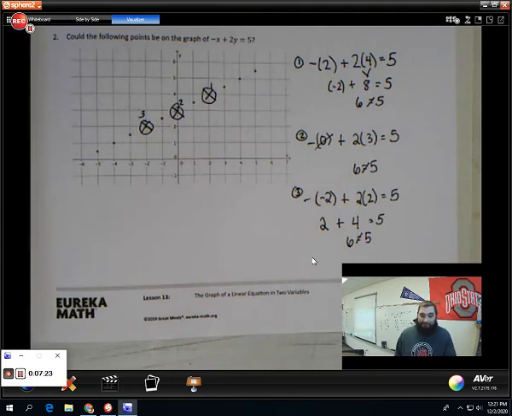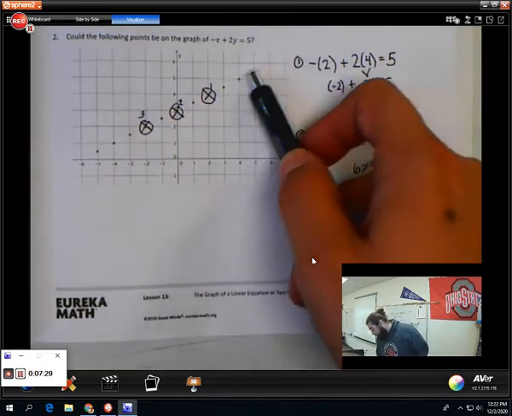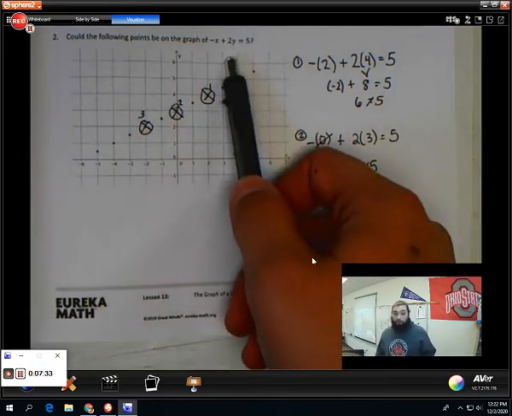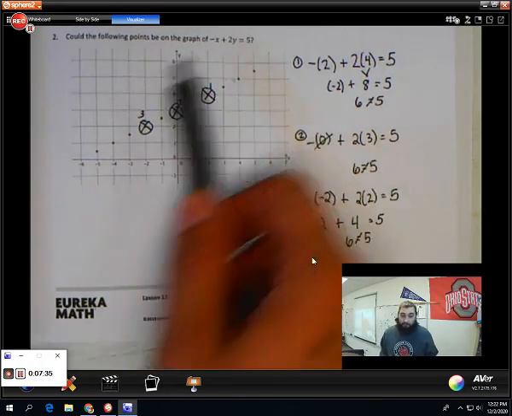This equation is not represented by the points on this graph. We have very clearly a line here. This line, though, does not correspond with this equation.